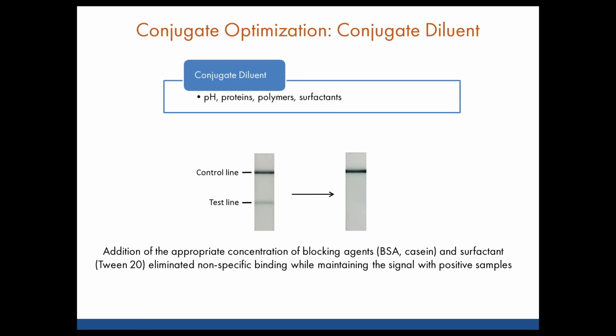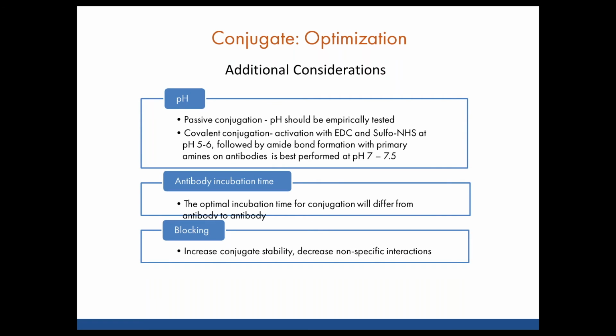On this slide, we'll go over some other optimizations for the conjugate diluent. Here we present 2 strips that were both run with a negative sample where we expect to see no signal at the test line. Initial testing of the antibody pairs showed significant nonspecific binding at the test line, as shown in the image on the left. With the addition of blocking agents, specifically BSA and casein in this case, and also the addition of Tween 20, the nonspecific binding at the test line was eliminated while maintaining a positive signal at the test line with a positive sample. Other optimizations to perform for the conjugate include pH optimizations, antibody incubation time, and blocking steps.